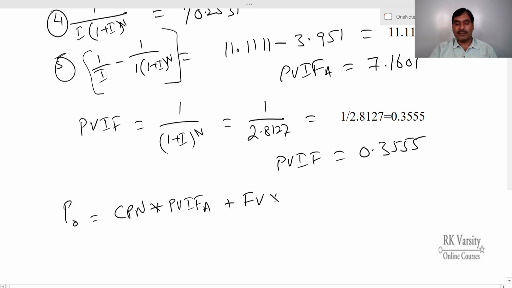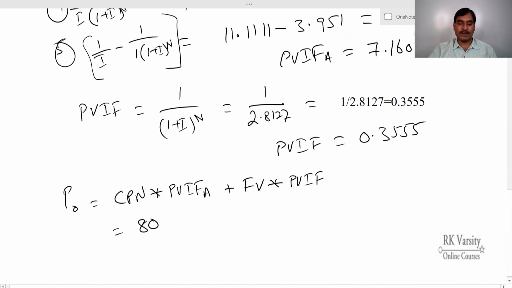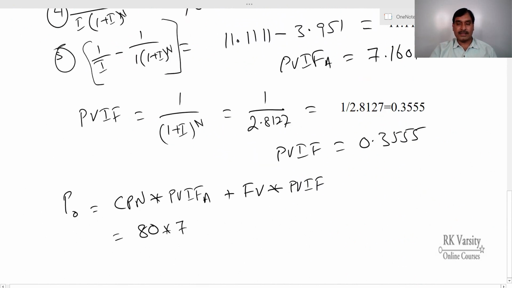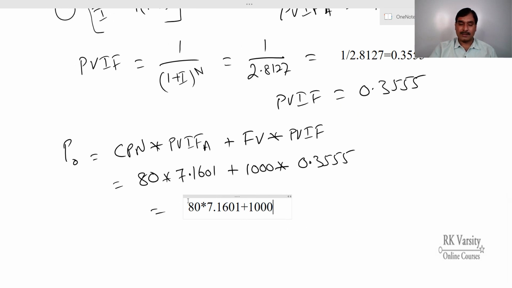So to get the price of the bond, this equals the coupon amount times the present value interest factor annuity plus the face value times the present value interest factor. Your coupon is $80, which we calculated earlier. This times the present value interest factor annuity, 7.1601, plus the face value of $1,000 times the present value interest factor, 0.3555. So this gives you 80 times 7.1601 plus 1000 times 0.3555.